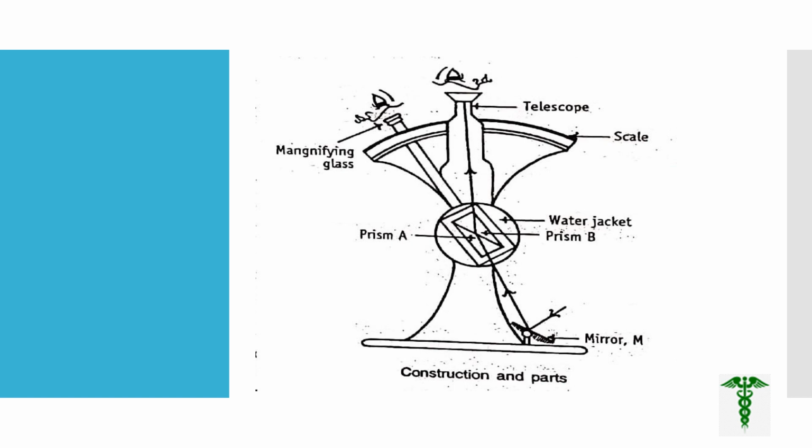When you are drawing, a clear diagram should be there. So this is the reflective mirror. Then the light passes through the prism box. Together we call it the prism box, so prisms A and B are part of that. It is surrounded by a water jacket, and there is a scale, the telescope and a magnifying glass. So these are the parts of the refractometer.